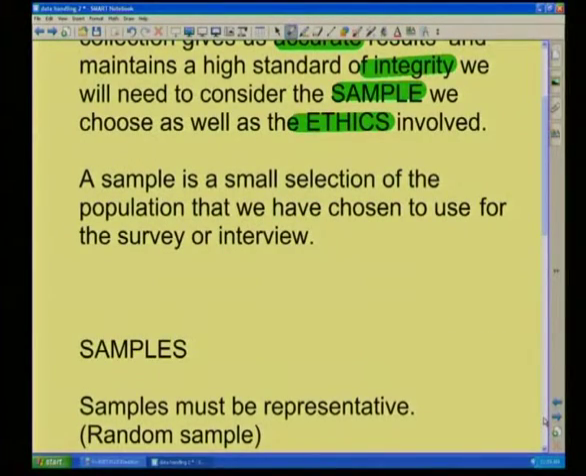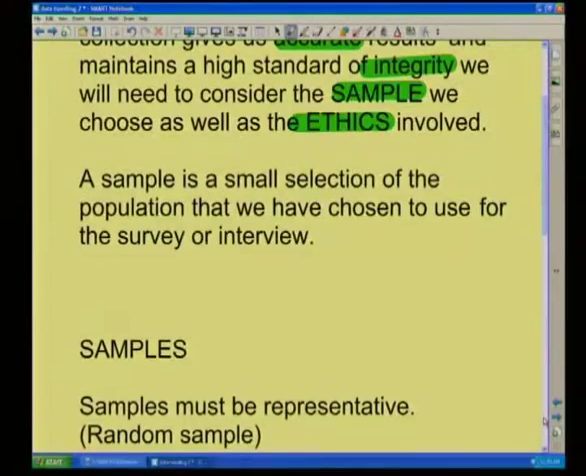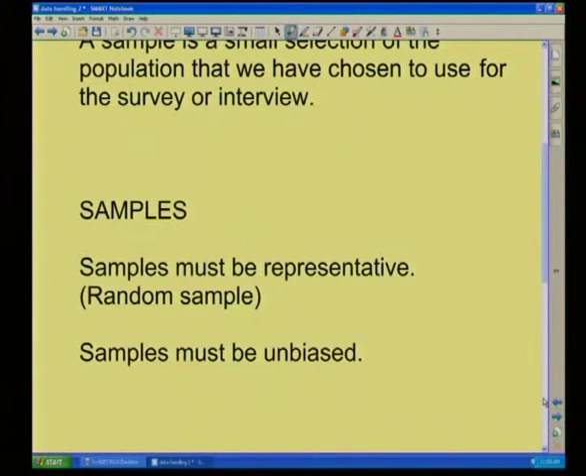Now, remember that a sample is a small selection of the population that we have chosen to use for the survey or interview. Even in our last example, 100,000 people is not the entire country. Do you know how many people we have in the country? There are about 50 million people in South Africa. Interviewing each one of those people would take a very long time indeed. So, what can we say about our samples? The first thing when choosing a sample of people is that the sample must be representative.